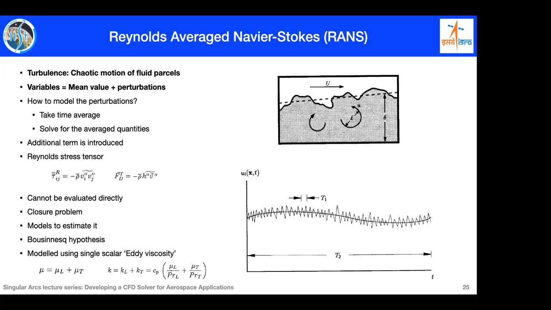Now the most commonly used modeling strategy is the Boussinesq hypothesis, in which we say that this stress tensor is just like our earlier stress tensor, in which we used a viscosity. For this stress tensor, we will use an eddy viscosity. It is like adding additional viscosity to whatever viscosity we had earlier. So all the turbulence is now captured into that mu t, or the turbulent viscosity, and that will augment our viscosity as well as our conductivity.